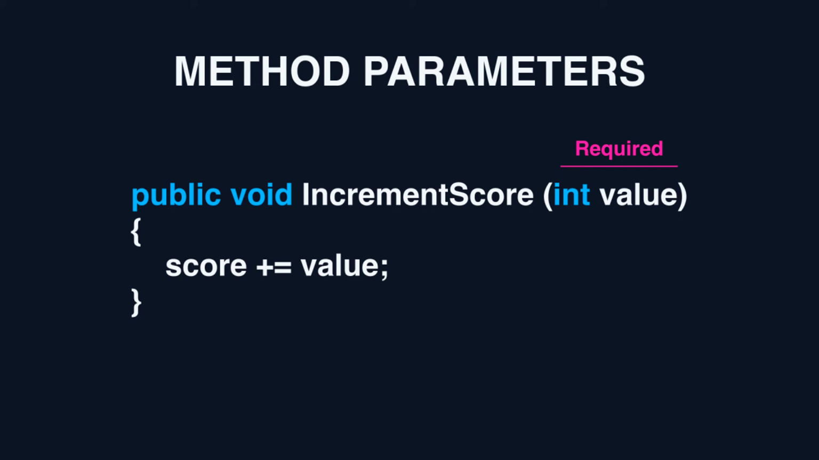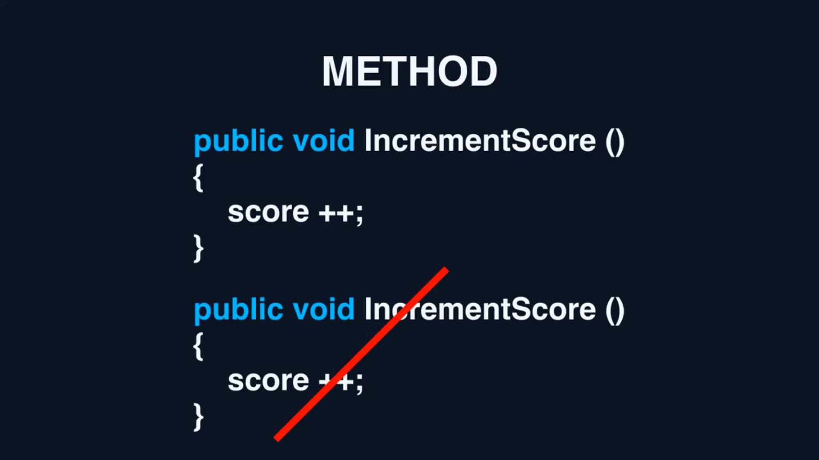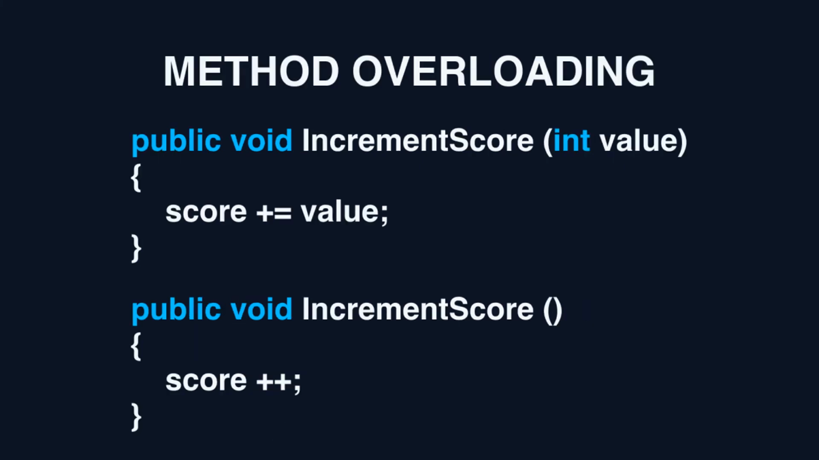And also that we cannot have two methods with the same signature. But we can have methods with the same name as long as they have different parameters. We could, for example, maintain a method without parameters to increase the score by the default value of 1. This is called method overloading.